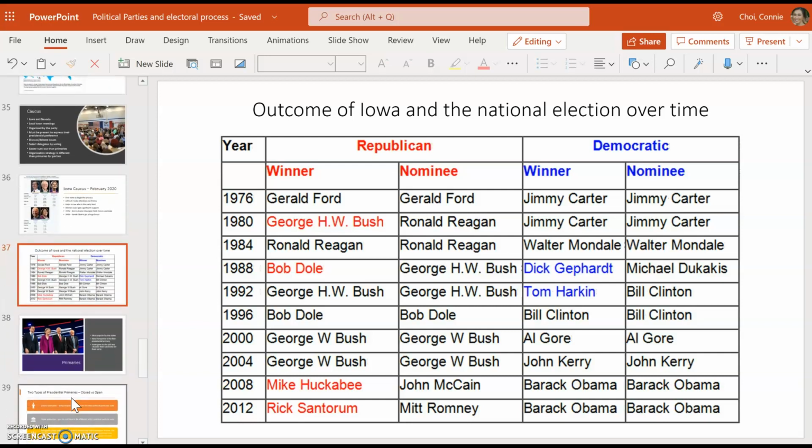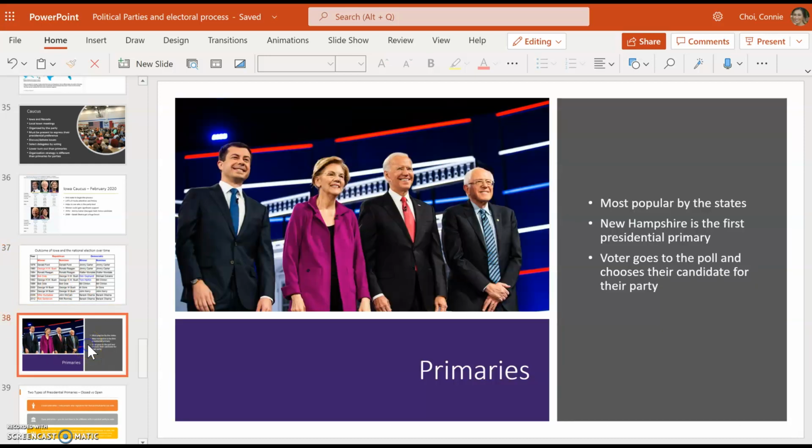Now, the outcome of the Iowa caucus sometimes is important, sometimes it's not. If you look here, George H.W. Bush in 1980 was the winner of the Iowa caucus, but he didn't win the nomination for the Republican Party. Let's go to 2012. Rick Santorum from the Republican Party won the Iowa caucus, but Mitt Romney won the nomination for the general election. So it doesn't necessarily guarantee that the winner of the Iowa caucus will be the nominee for the general election, but there is a good chance. So that's why it gets a lot of media attention.